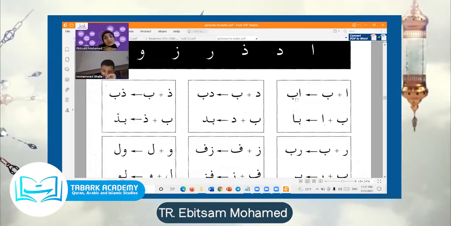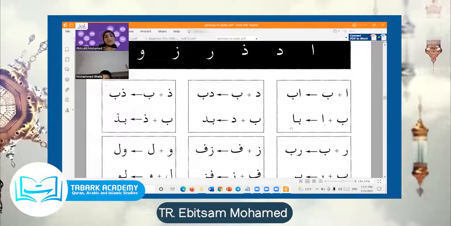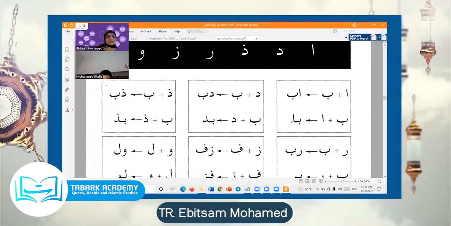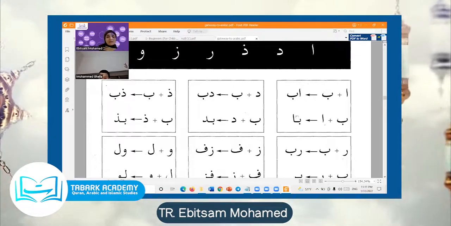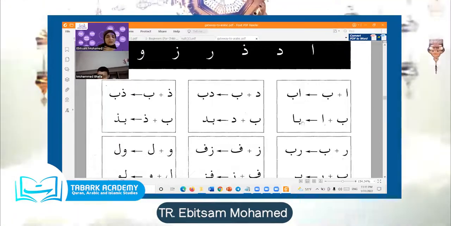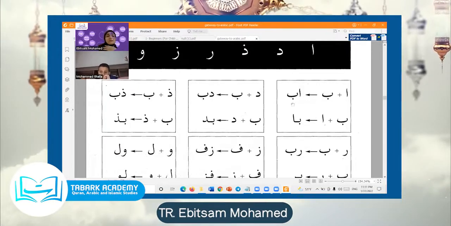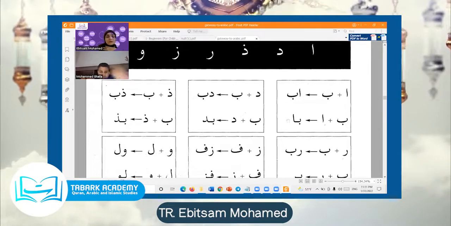So this is the difference between alif at the beginning and alif at the middle or end, okay? At the beginning, it doesn't connect. At the middle or end, it can connect. So can you write both positions? Write both of them.